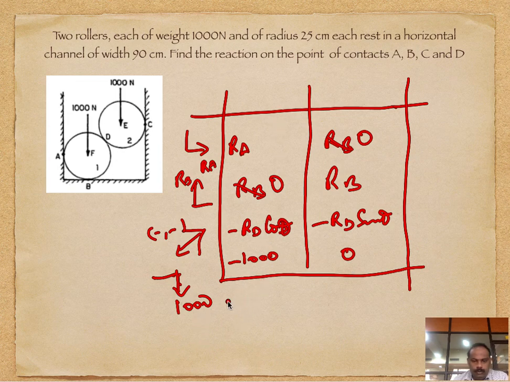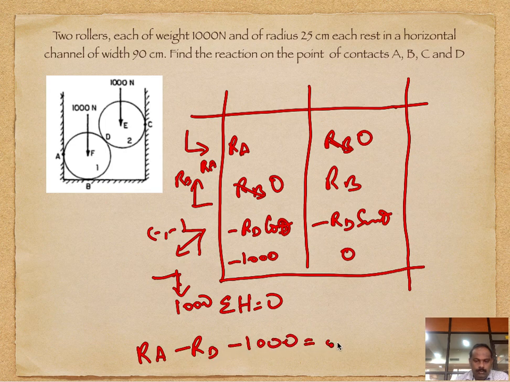Suppose you find sigma H is equal to 0, you get the first equation as RA minus RD cos theta is equal to 0, and this is for the horizontal. You get one more equation in the case of sigma V is equal to 0: RB minus RD sin theta minus 1000 is equal to 0.